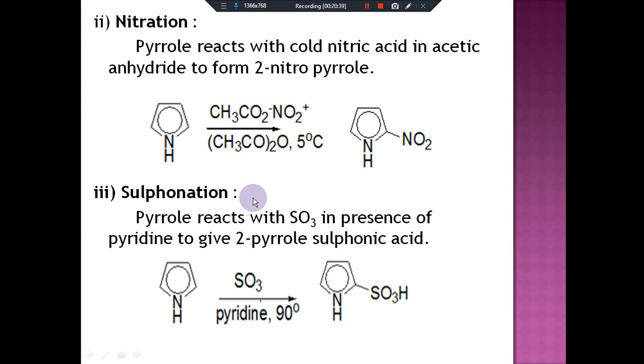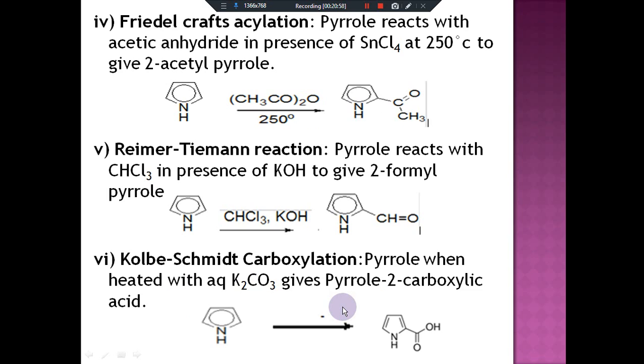The third one is sulfonation. Pyrrole reacts with sulfur trioxide in the presence of pyridine to give pyrrole-2-sulfonic acid. Here the electrophile is SO3 and it preferably attacks the C2 position to form pyrrole-2-sulfonic acid.